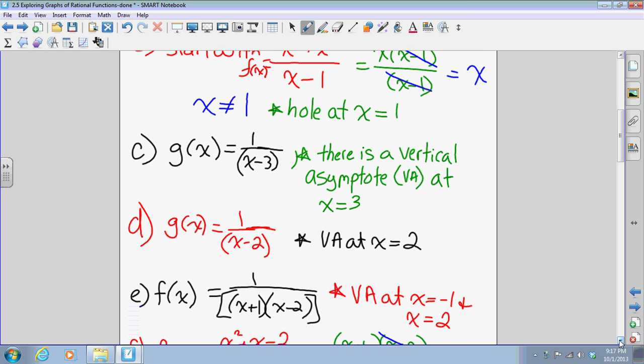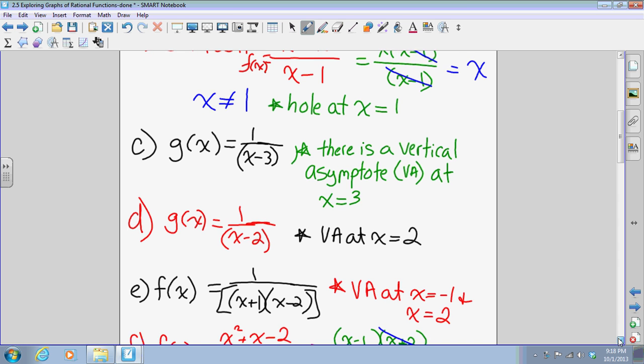All right, moving on to C. Looking at C, 1 over x minus 3, there is a vertical asymptote at x equals 3. Because it's x minus 3, it's a factor in the denominator that remains. So what does that mean? It's a vertical asymptote, or VA. All right, looking at example D, 1 over x minus 2. Again, this factor exists. There's no way we can cancel it out. So we have a vertical asymptote at x equals 2.